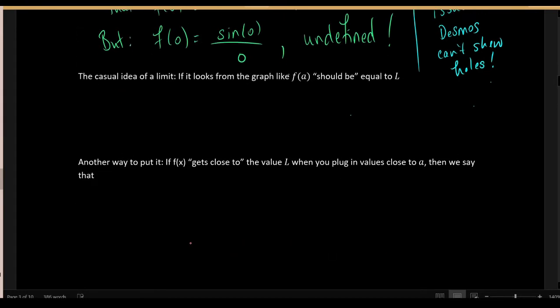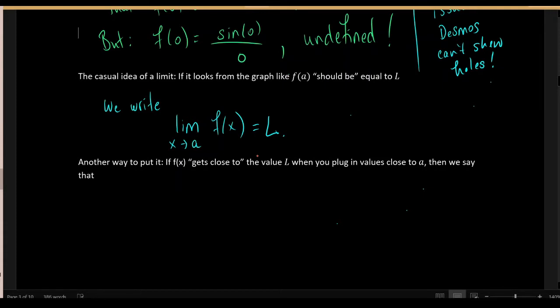This is the casual idea of a limit. If you're looking at a computerized graph of a function, and it really seems from the graph that f of a should be equal to some number, let's call it L, in that case, we would write LIM. This is for limit. We would put x arrow a underneath that limit. We would write the function's name, f of x, equals L.